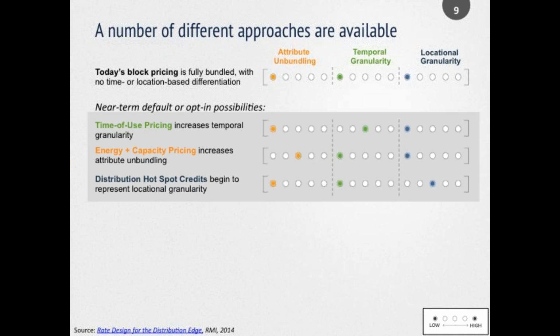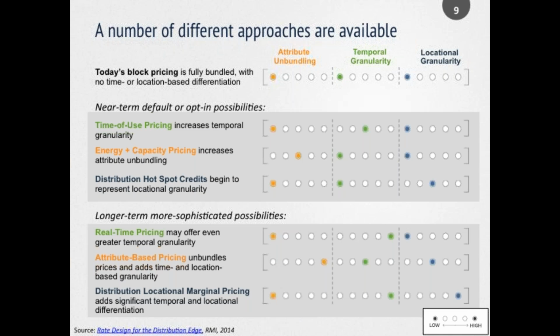There are also near-term possibilities that have been proposed and folks are probably familiar with, at least to a certain degree. So time of use pricing obviously has been around for quite a while and increases temporal granularity. Energy and capacity pricing, or demand charges, are a way to unbundle different components. Distribution hotspot credits are something that has been talked about a little bit as a way to get at locational granularity.